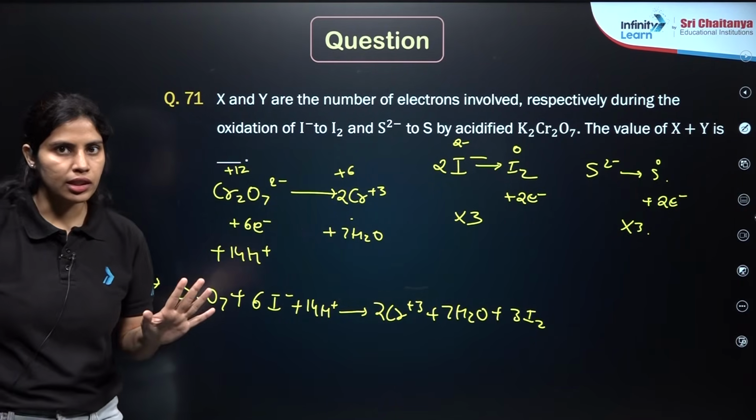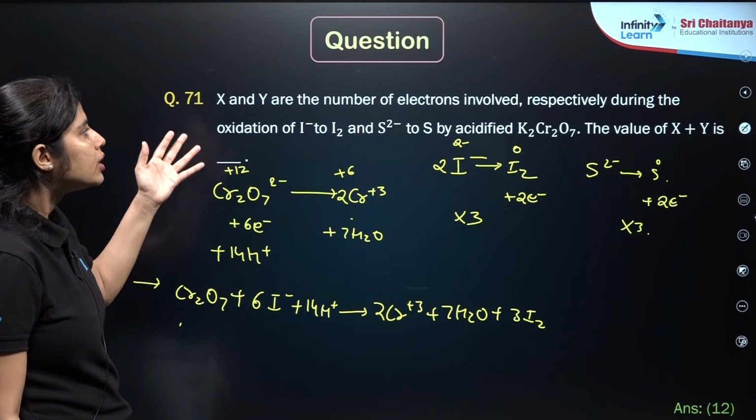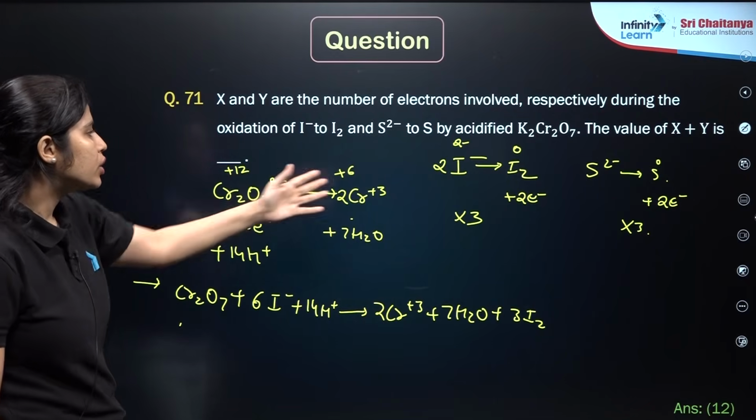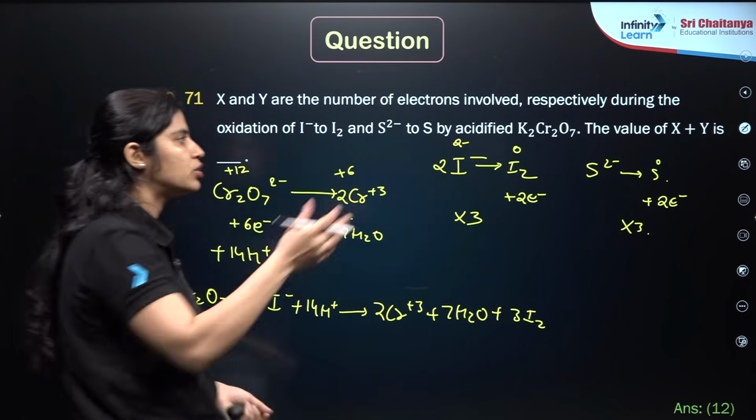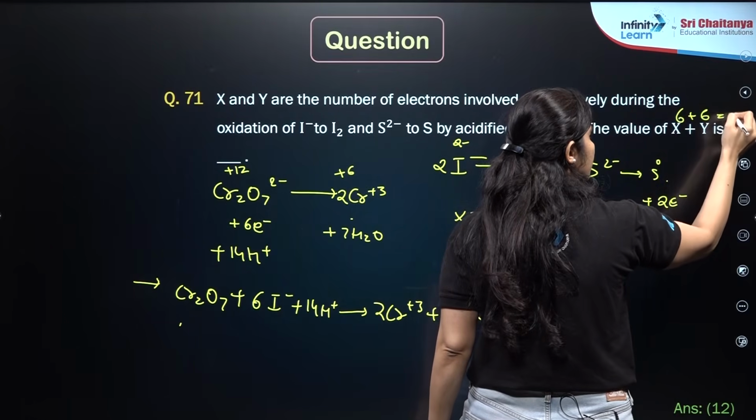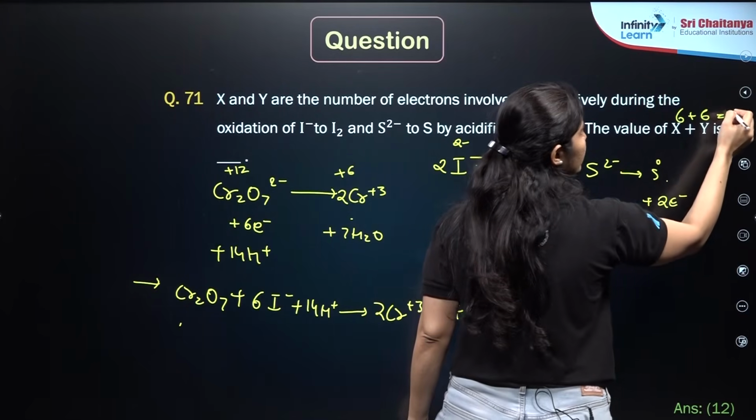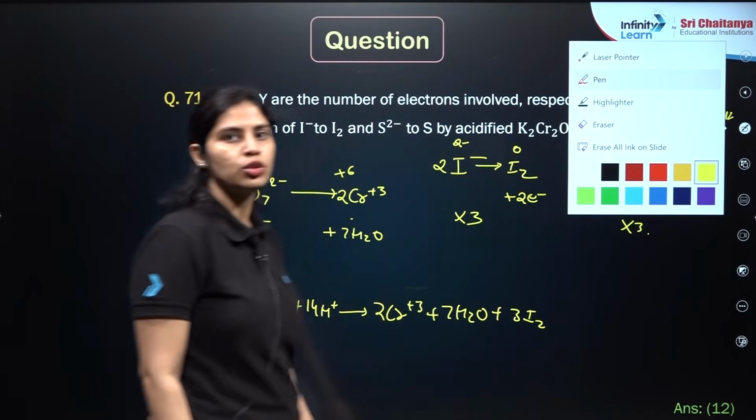Not required to write the complete equation because in the end they just want us to calculate the number of electron transferred. And just looking at these numbers, I know the number of electron transferred is 6 and 6. So it is going to be 12. Okay, so number of electron transferred over here is going to come out to be 12.